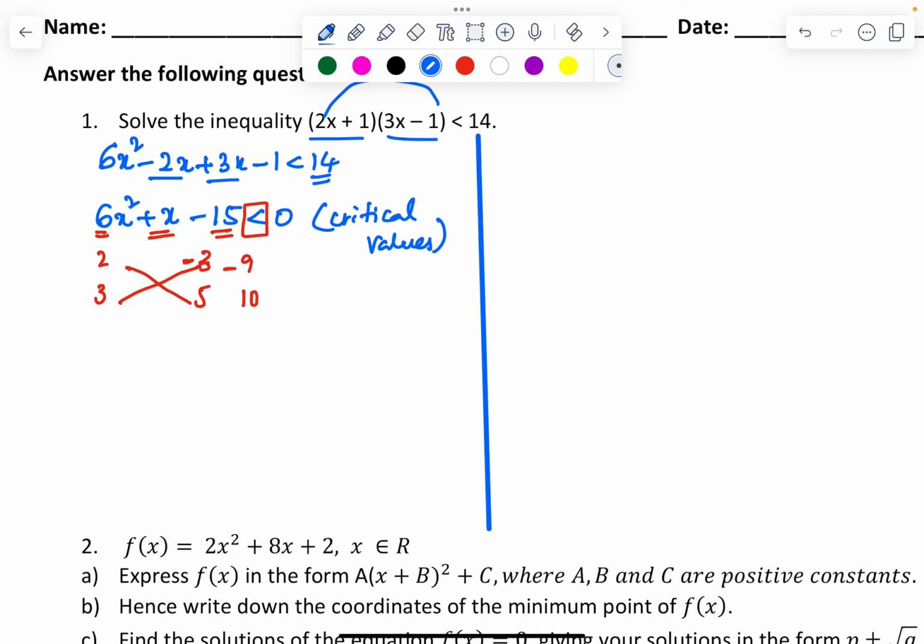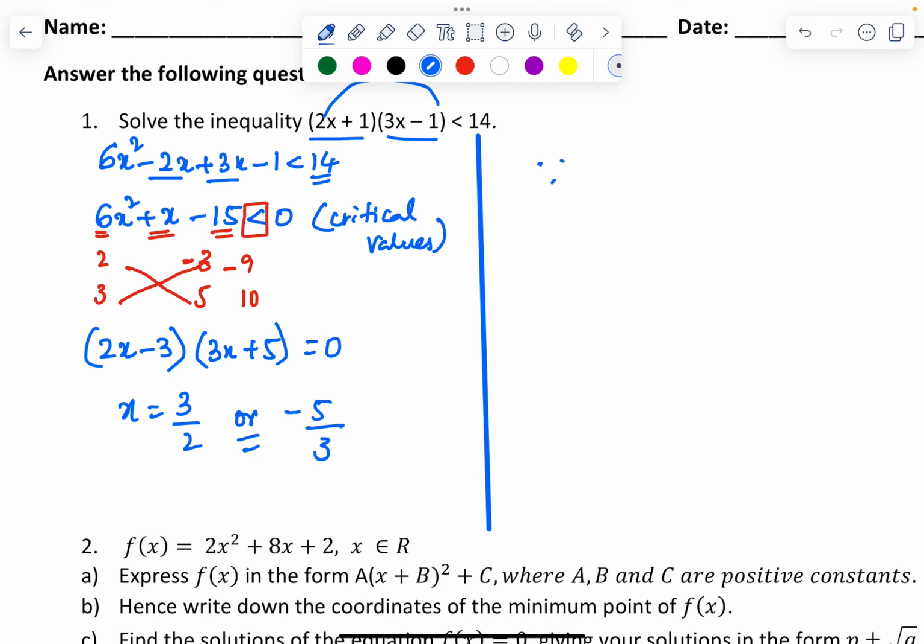So now I'm going to write in the factors form here. So 2x minus 3 times 3x plus 5 is equal to 0. So the critical values are x equal to 3 over 2 or negative 5 over 3. Okay, so since the inequality is less than 0, now I'm going to put it as x lies between negative 5 over 3 and 3 over 2.